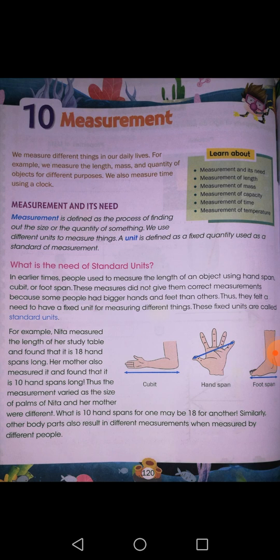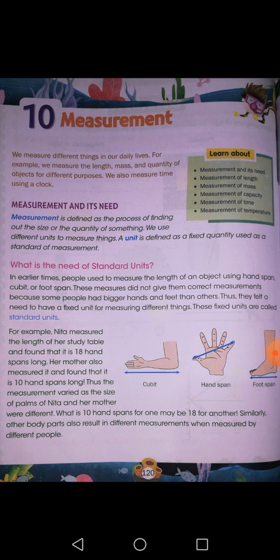So suppose Neeta has to measure the length of a study table. She measured it, and according to her it is 18 hand spans, because her hands are short. But her mother measured the same study table, and it is 10 hand spans. How come we are getting different measurements for the same table? Because her mother's hands are longer than Neeta's.